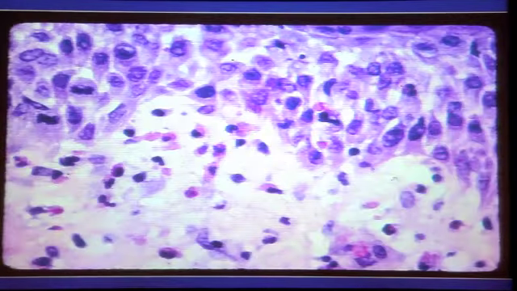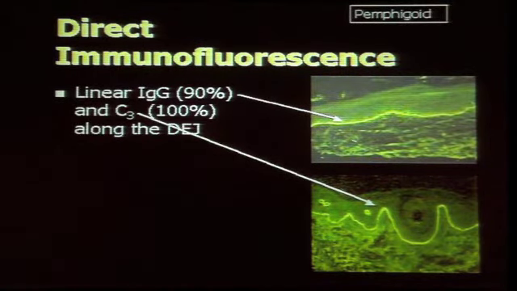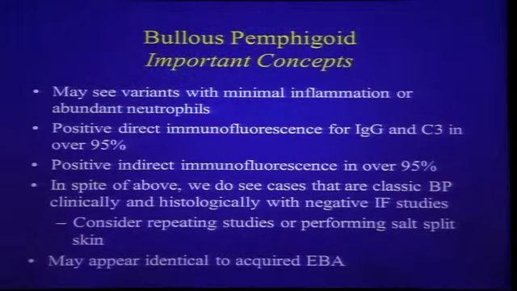And obviously in a case like this, you'd recommend immunofluorescence studies be performed. You'll usually see a linear IgG and C3 in these patients. It's a nice smooth band like you see here. Up to 90% or more of patients will have this. We'll see occasionally patients that don't have it, but that's relatively rare.